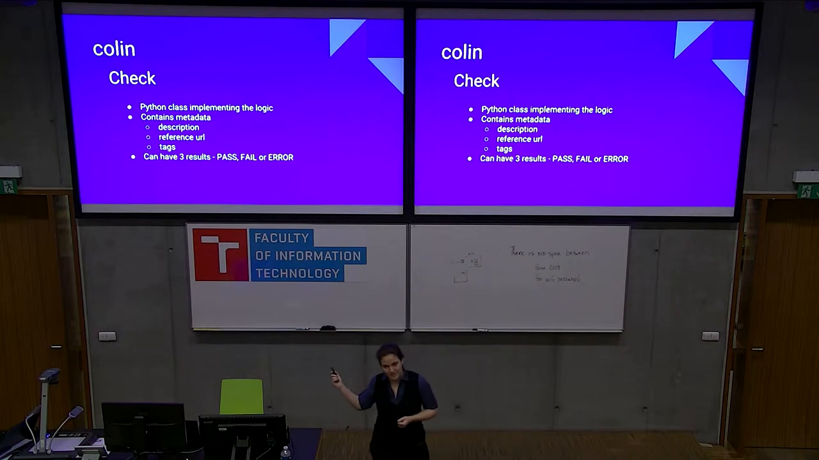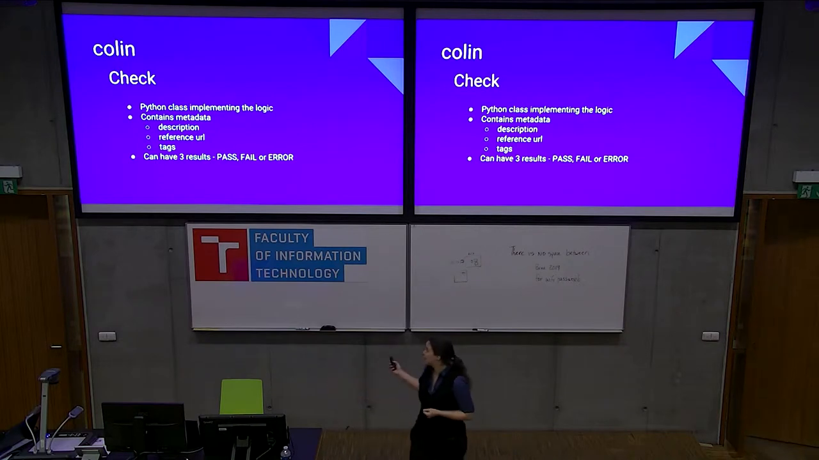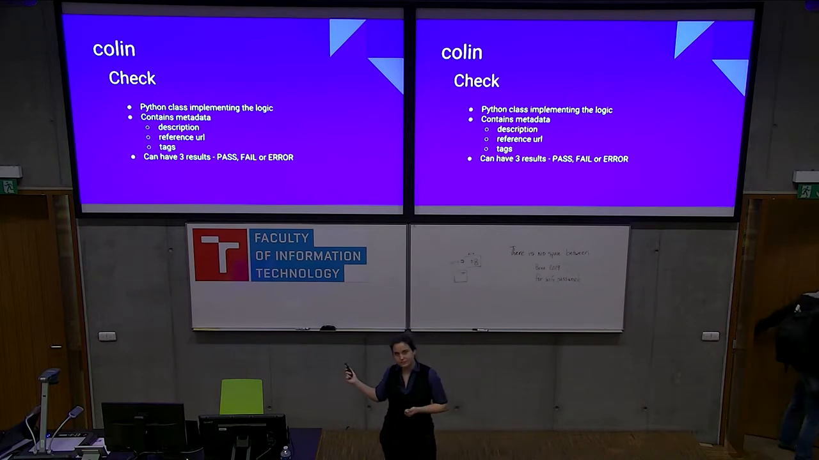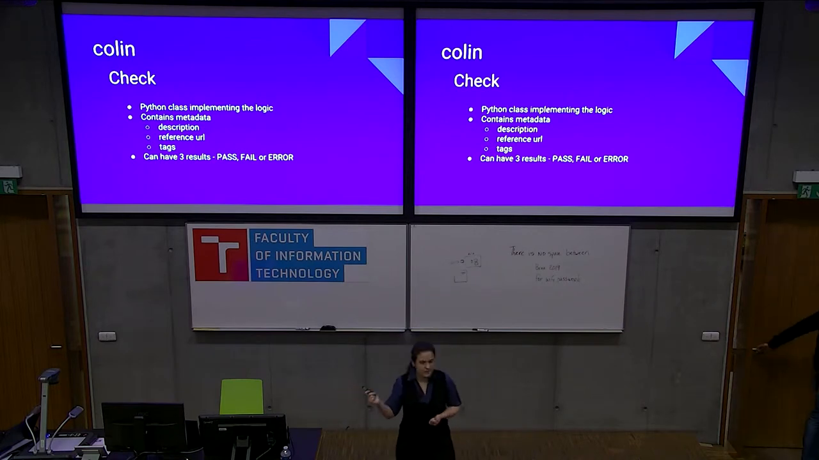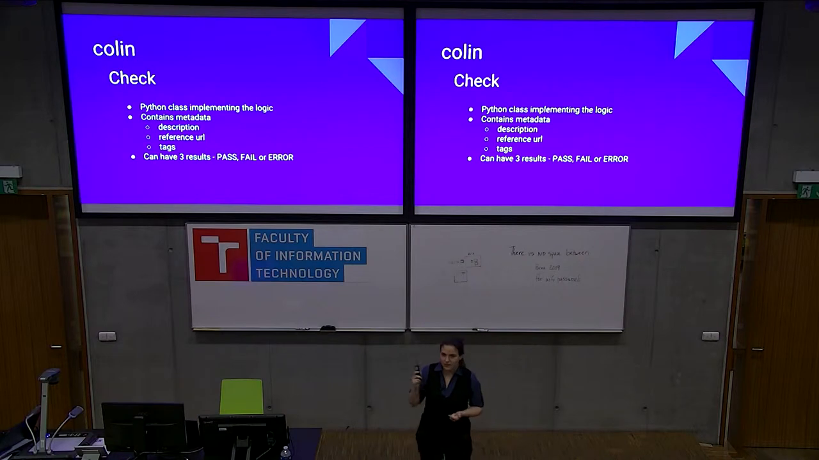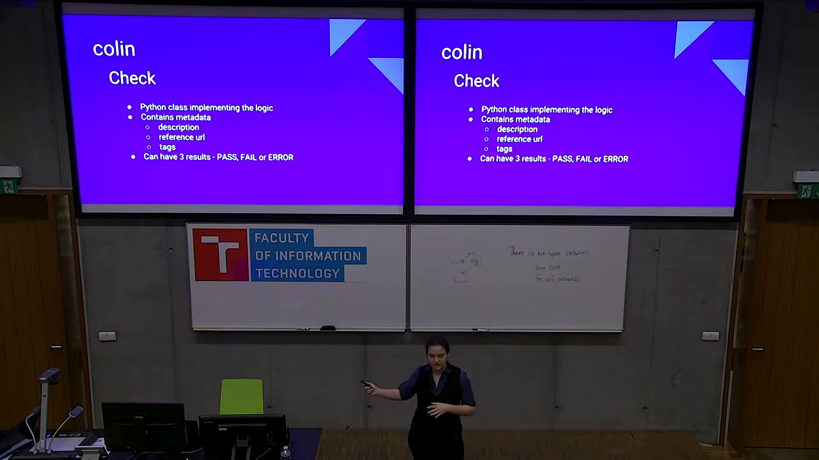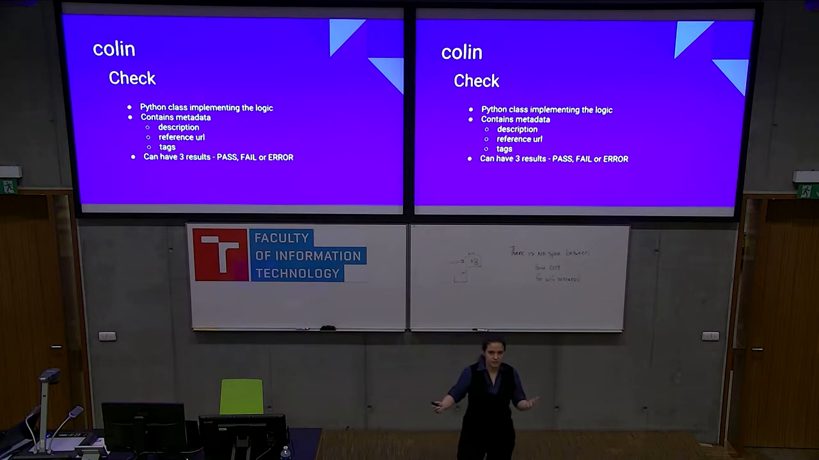You also have metadata. There's a description and a reference URL. The URL should point to, for example, the Fedora guidelines or the documentation, the source where the common rule is described, and also some tags. You can tag your check, for example, whether it is required or optional, for which target it can be used, and so on.